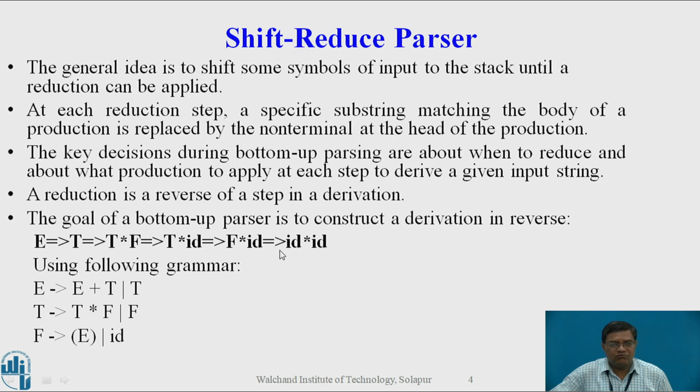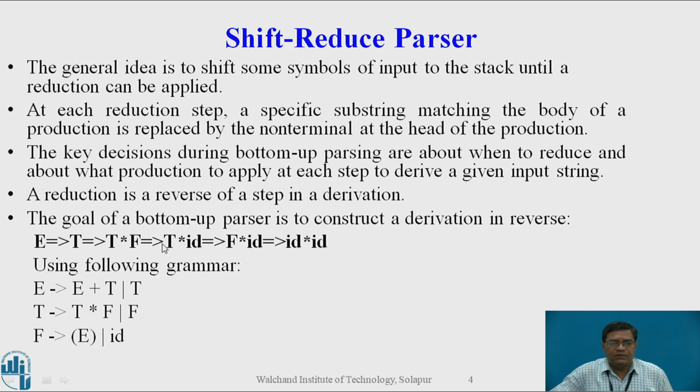Here we have one small example of how to produce the rightmost derivation in reverse order for the given input string using the following grammar with heads E, T and F. Input is id star id. In this input, the string id matches the second production of F, so id can be reduced to F. In the next step, in reverse order, this F matches the second production body of T, so F is reduced to T.